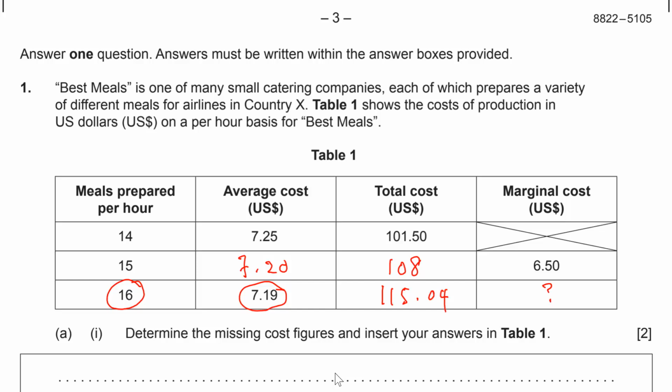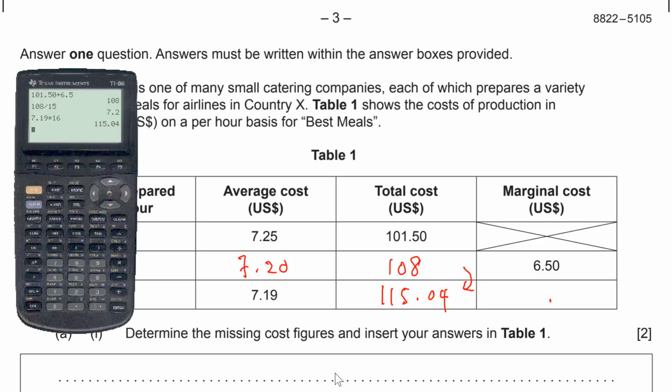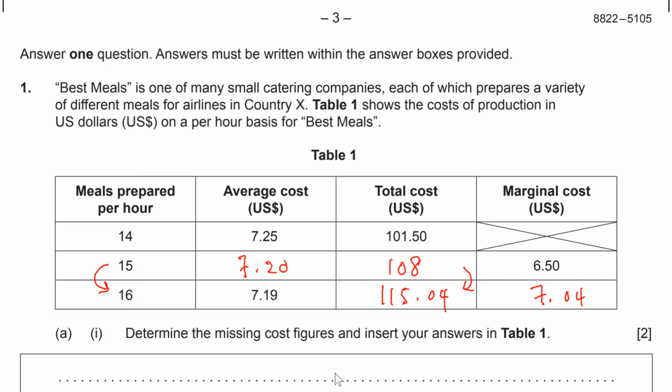Okay, and so the final bit, the marginal cost. Let me just rub this out. As I go from 15 to 16 meals, my total cost is going to rise from 108 to 115.04. So that's going to be a marginal cost, right? That's going to be a delta of 115.04 minus 108, and that delta is going to be 7.04. So we're going to go $7.04 for the marginal cost of producing the 16th meal.